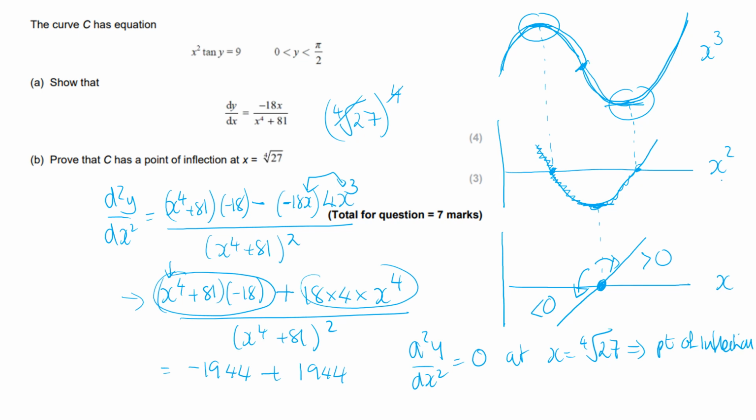Now if you do on your calculator what the fourth root of 27 is, it's 2 point something. So I could look at x equals 2, which would be one side of the point of inflection, and x equals 3, and look for a change of sign. Now when you put those in, the second derivative at x equals 2 is going to be less than 0, and when x is equal to 3, the second derivative is above 0. So we have got a point of inflection.